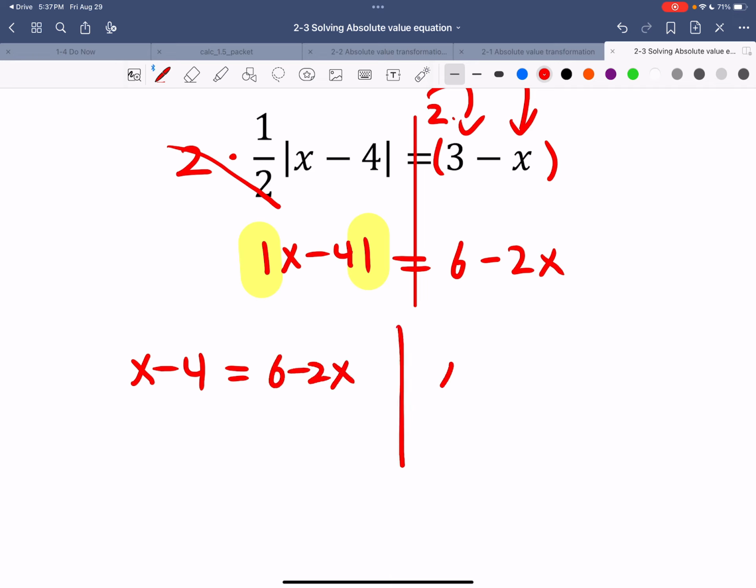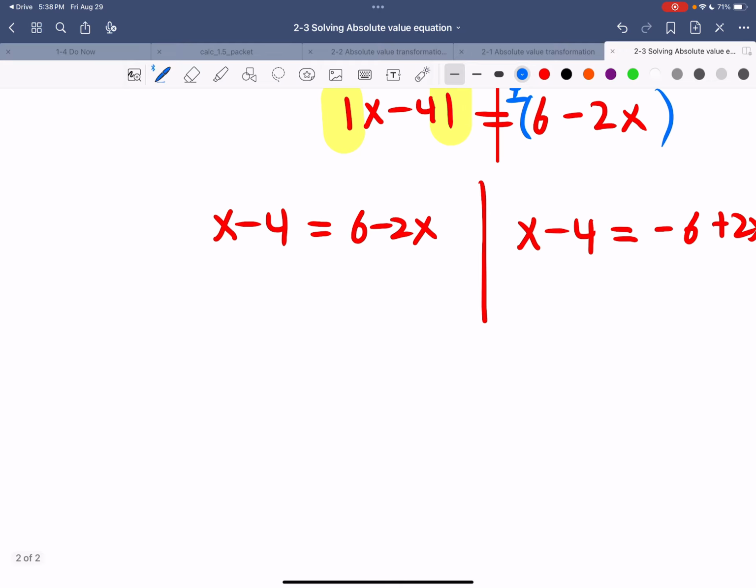The other one is going to be x minus 4 equals, flip the sign. So instead of 6, I'm going to put negative 6. Instead of negative 2x, I'm going to put plus 2x. So keep that in mind. When you get rid of the absolute value, you've got to put positive negative on this side, okay?